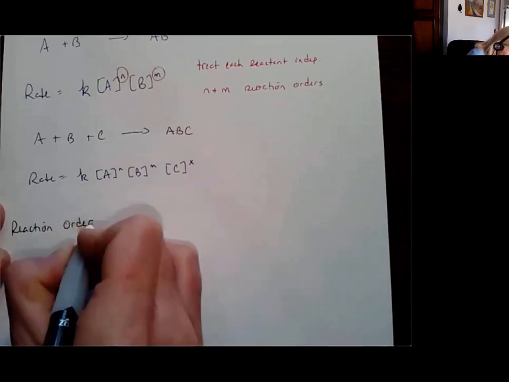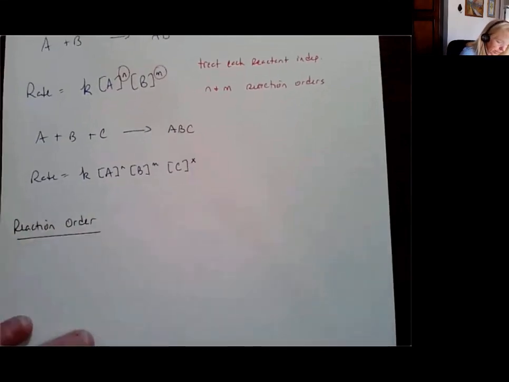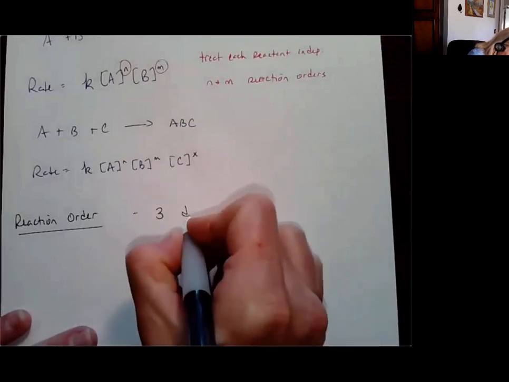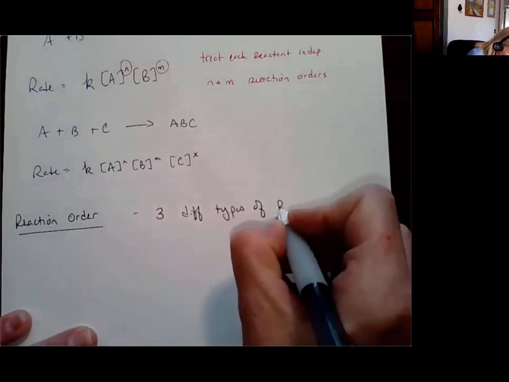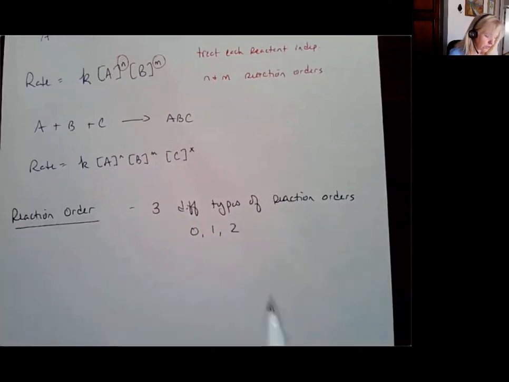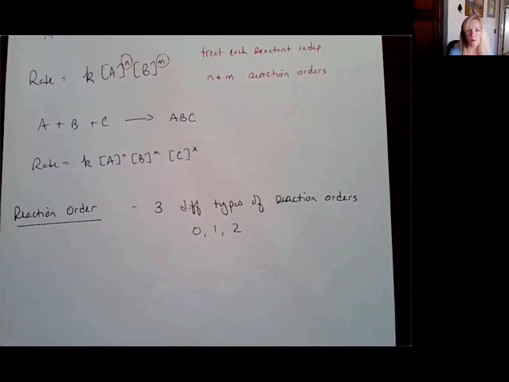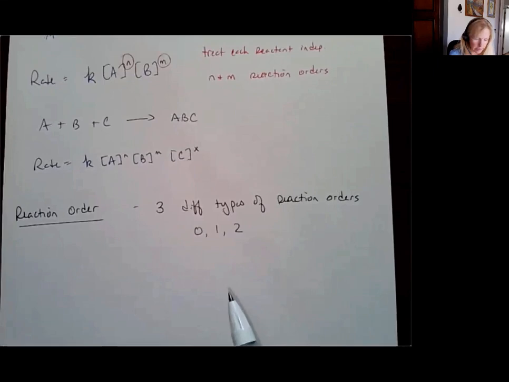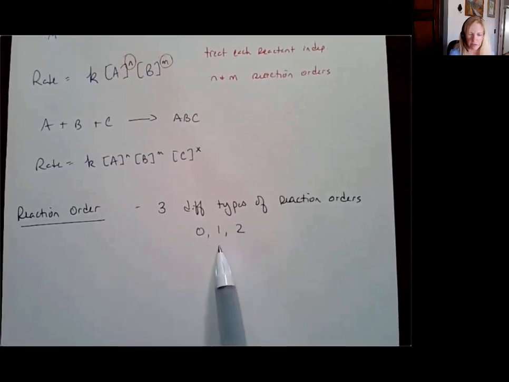In this chapter, we're only going to look at 3 scenarios, 3 different types of reaction orders: 0, 1, and 2. You can have any number of reaction orders. You can have a reaction order of 0.5 or 1.4. Then it starts to get really complicated. So we're just going to look at 0, 1, and 2. And that already gets us very complicated.